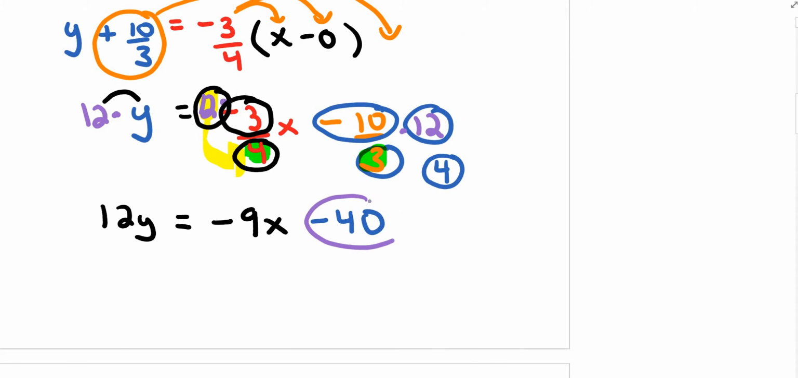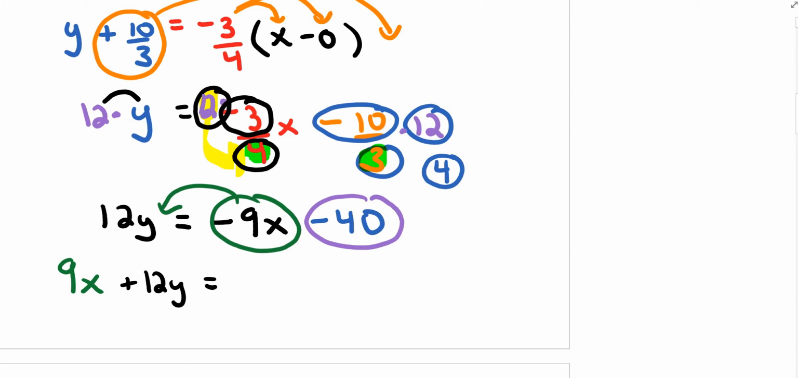And then finally take your negative, not your negative 40, but take your negative 9x and bring that to the other side. If I do that, I get positive 9x, and then positive 12y equals negative 40. And this right here is your final answer. 9x plus 12y equals negative 40.